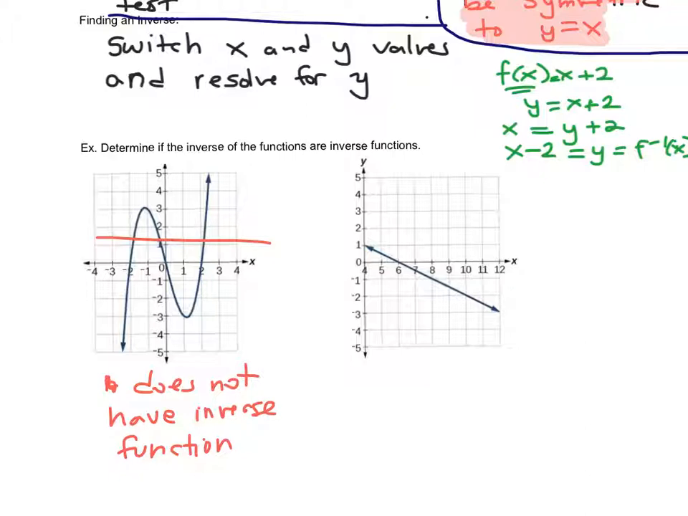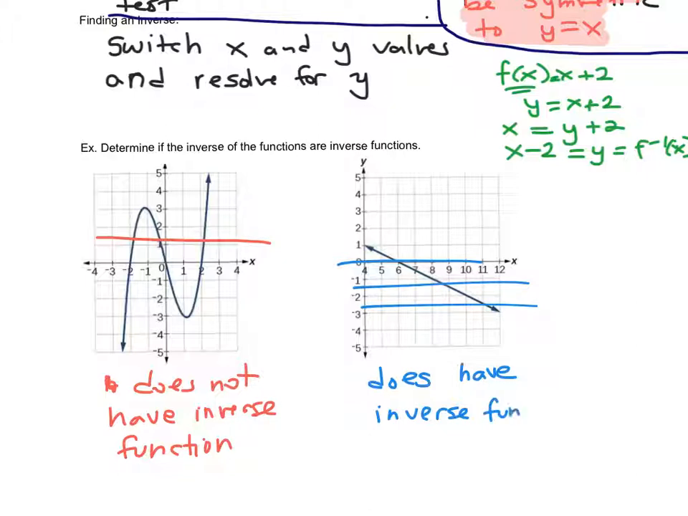Now our second example is just a line, and obviously lines always have inverse functions. I can pass that lots of times. So this one does have an inverse function. So you don't want to go and start trying to find an inverse function if one doesn't exist. Now sometimes there are inverse relationships, but in general we're just going to focus on finding inverse functions.